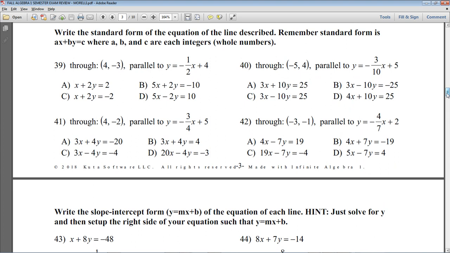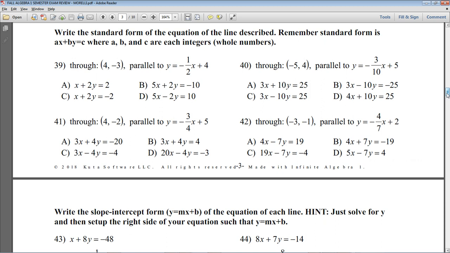More standard form. Write the standard form equation of the line described. Now it's asking us to do it with parallel lines. So here's what we're given. Remember, parallel means same slope. And let's do number 39. Number 39, we are given the point 4, comma, negative 3, and told to find a line parallel to y equals negative 1/2 x plus 4.